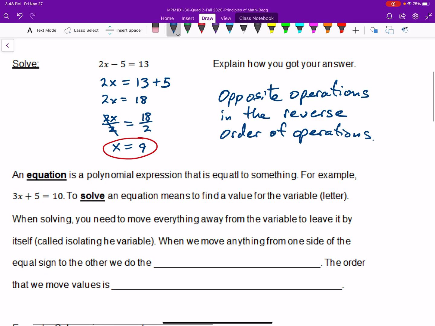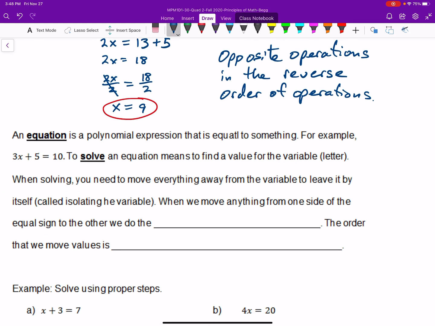Okay, so an equation is a polynomial expression, remember what a polynomial is, that is equal to something. Seems like we got an extra letter here. Anyway, that's not so bad. For example, 3x plus 5 equals 10.